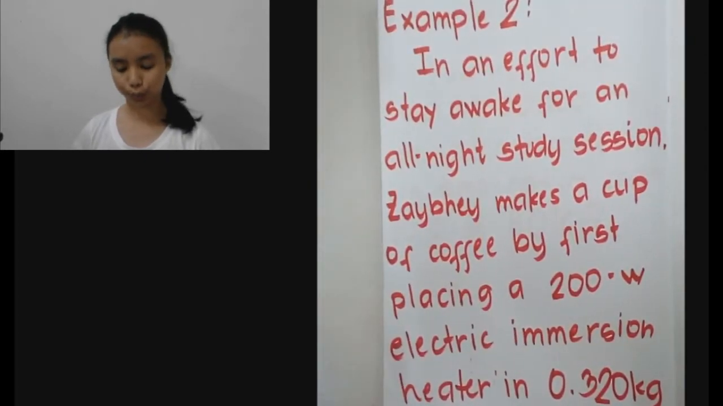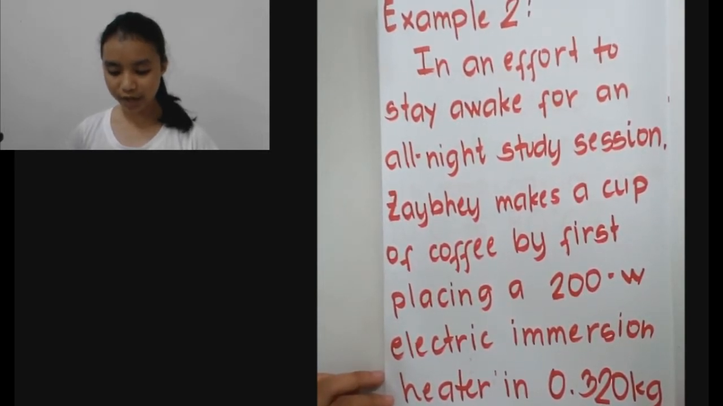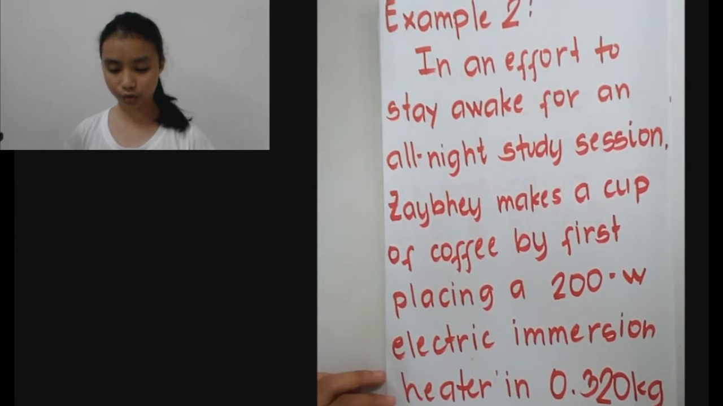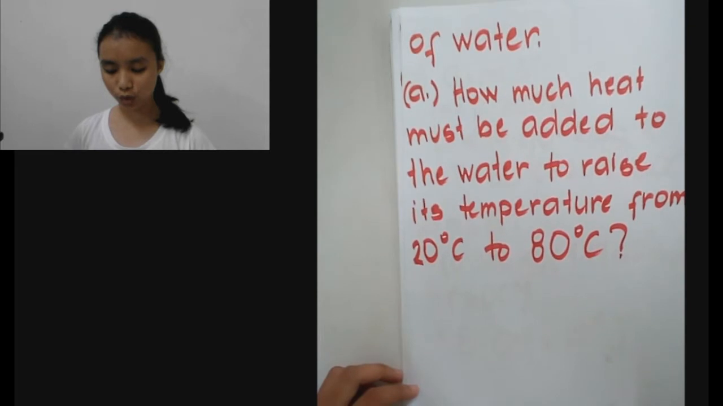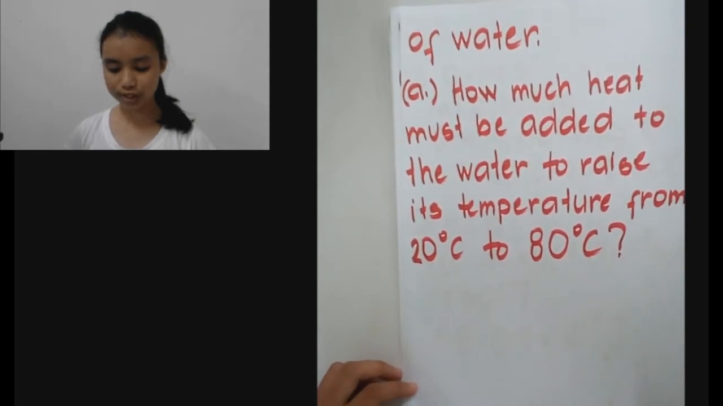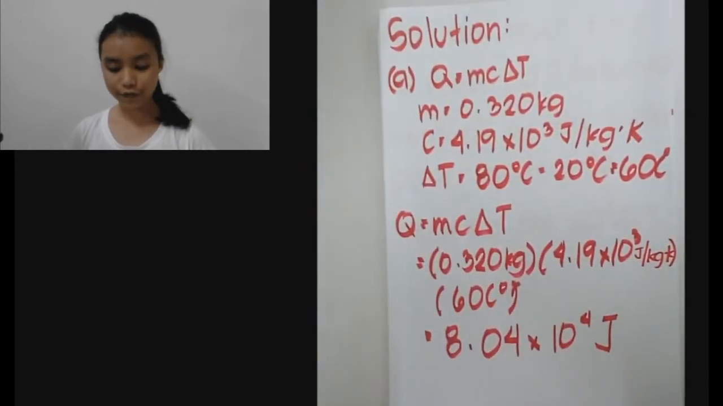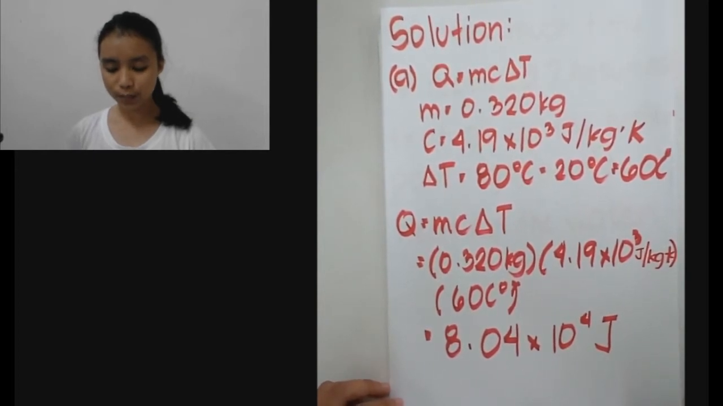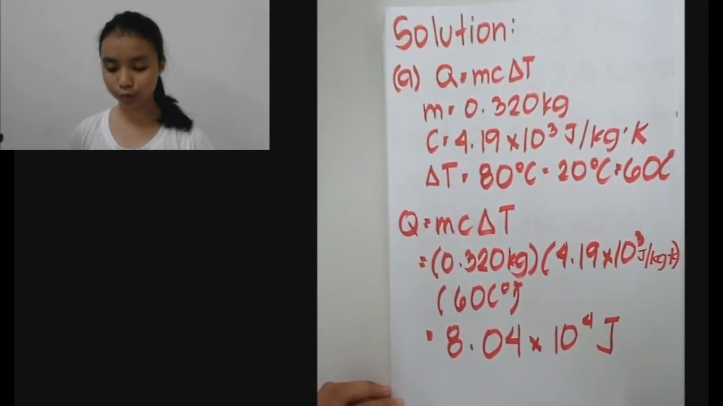So, example number 2. In an effort to stay awake for an all-night study session, Zaybay makes a cup of coffee by first placing a 200 watt electric immersion heater in 0.320 kg of water. How much heat must be added to the water to raise its temperature from 20 degrees Celsius to 80 degrees Celsius? So, for our solution, given mass is equal to 0.320 kg, specific heat is equal to 4.19 times 10 to the power of 3 joules per kilogram Kelvin.